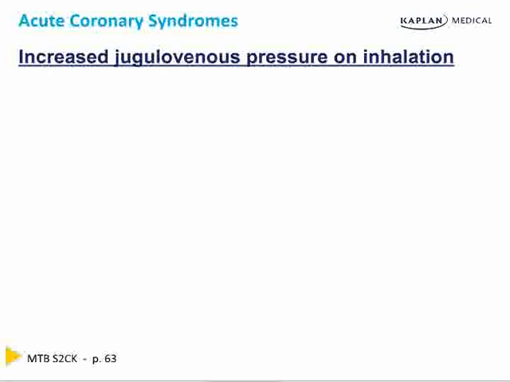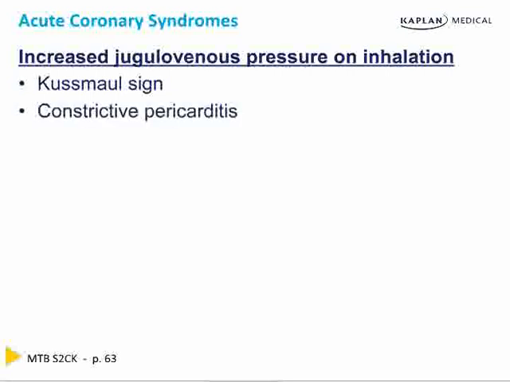Let's review these physical findings again because they're an extraordinarily common source of questions on Step 2. A normal person, when he inhales, what happens to venous return to the heart? Venous return should normally increase. You should suck the blood back into your heart. Now, if you inhale and that venous return actually gets blocked up and your neck veins rise, it means that the heart just can't fill. That's a Kussmaul sign, and that is a sign of constrictive pericarditis.